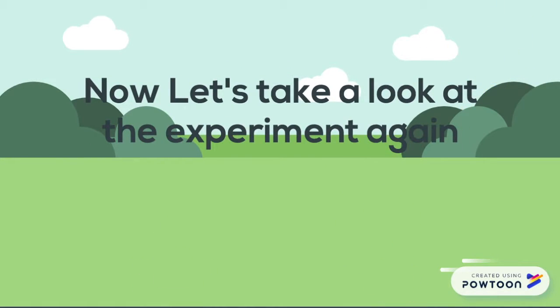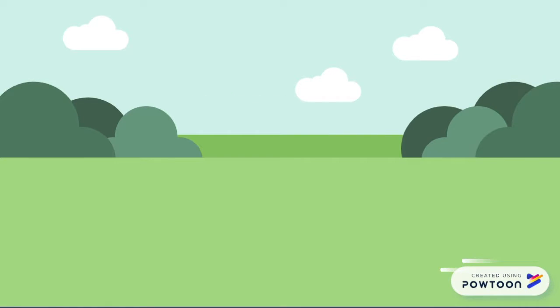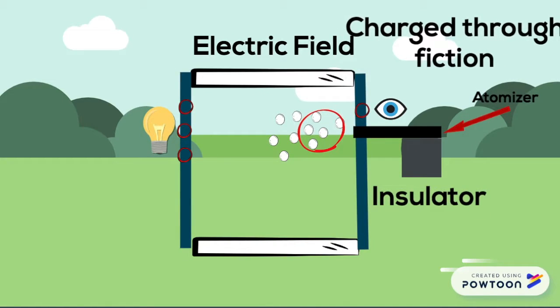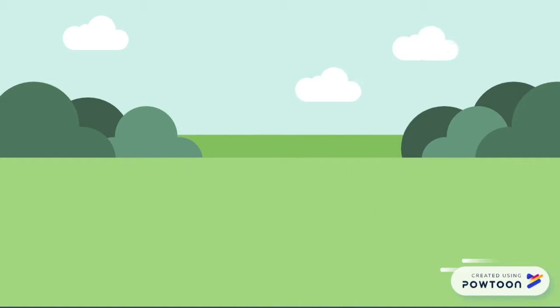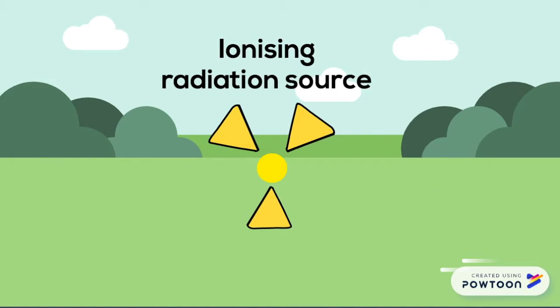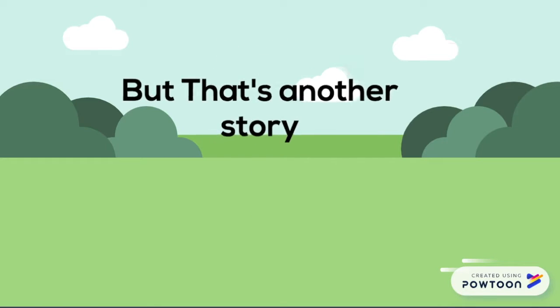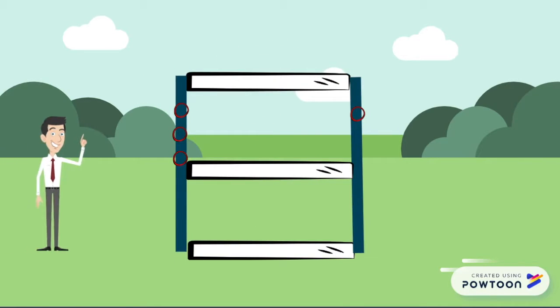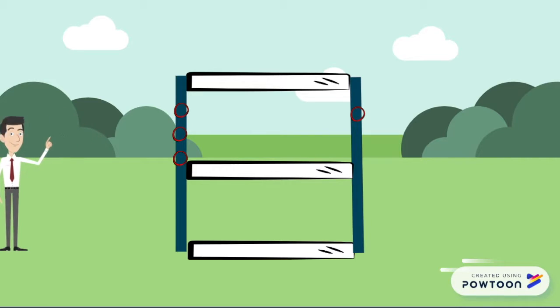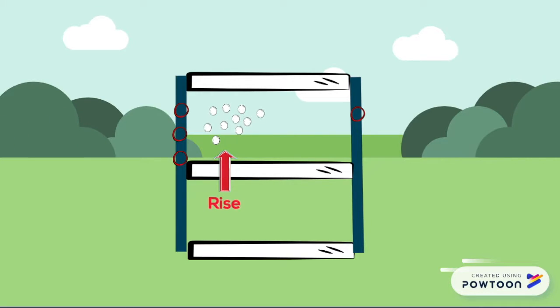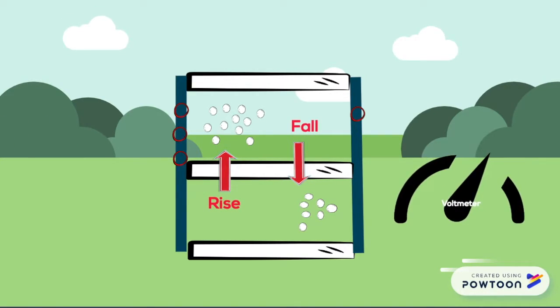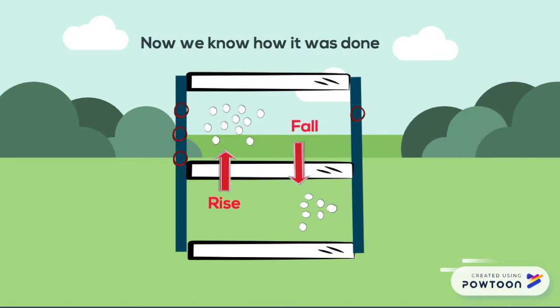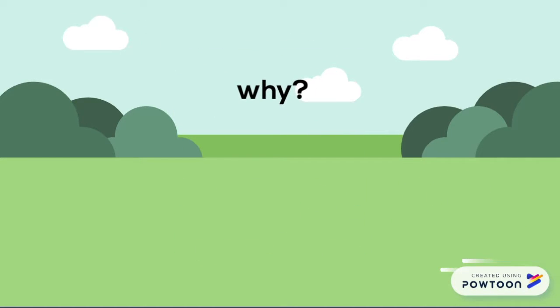which is not reliable. Now let's take a look at the experiment again. Some oil droplets become electrically charged due to friction with an atomizer as they are sprayed through the nozzle. Alternatively, charging could be brought about by including an ionizing radiation source, but that's another story. The droplets entered the space between the plates, and because they were charged, they could be made to rise and fall by changing the voltage across the plates. So now we know how it was done. We must question ourselves why.